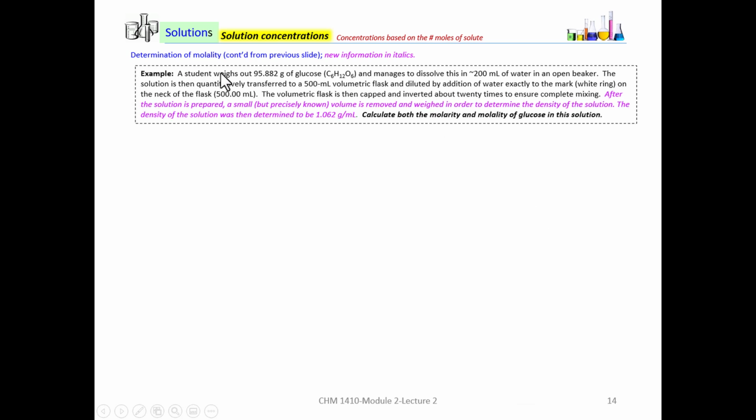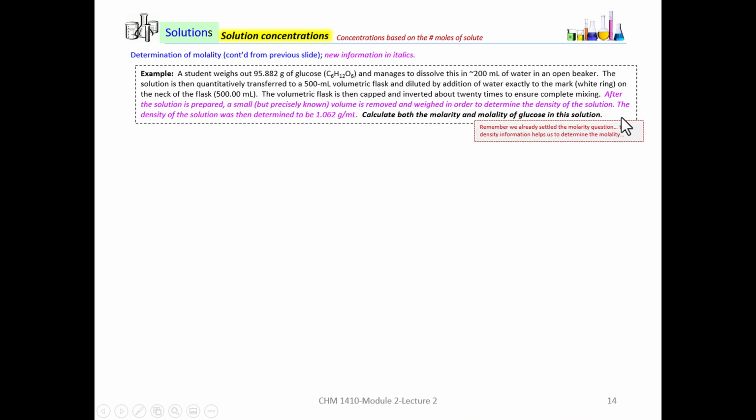So what I've done here is I've restated this situation and added some new information in these pink italics. So after the solution is prepared, a small but precisely known volume is removed and weighed in order to determine the density of the solution. And the density of the solution was determined to be 1.062 grams per milliliter. So we have our same situation. We want to calculate both the molarity and the molality.